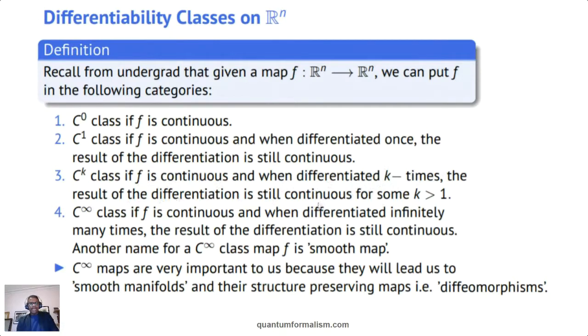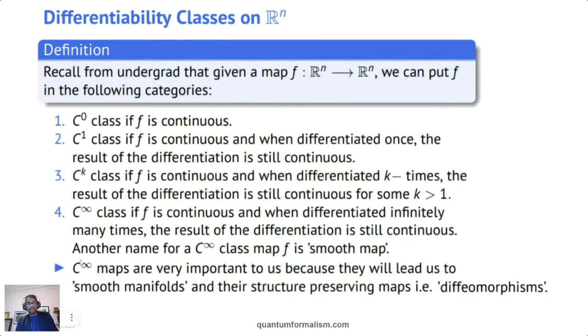Likewise, we say F is of class C infinity if F is continuous, and when differentiated infinitely many times, no matter how many times you do it, the result of the differentiation is still continuous. Another name for this is a smooth map. We say F is a smooth map.